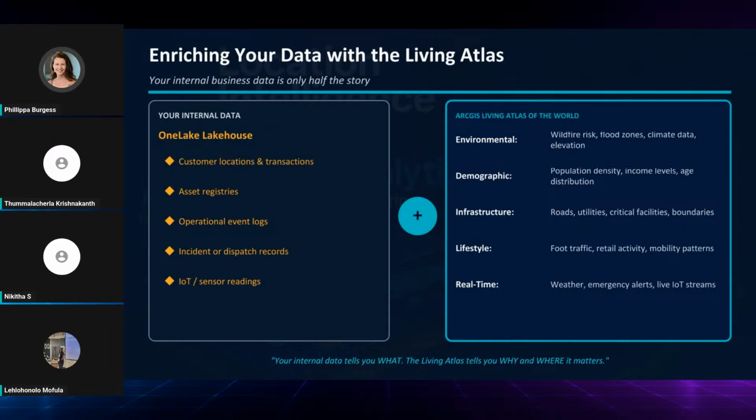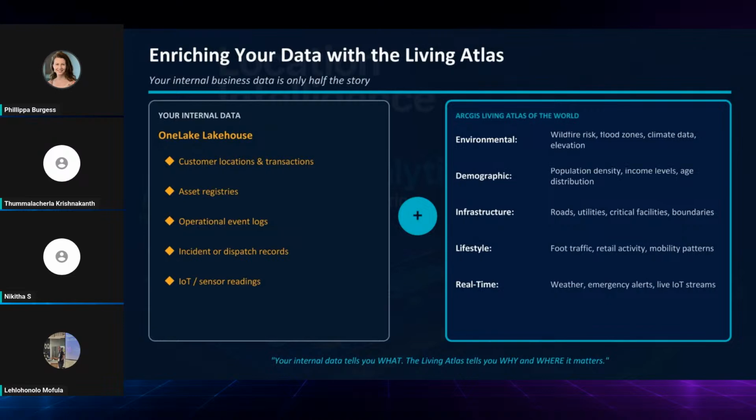But going back to the data, enriching your data with the Living Atlas. Your internal business data is already half the story. So you have your OneLake Lakehouse: customer locations, transactions, asset registries, operational event logs, incident dispatch records, and IoT sensor readings. And then you can add that to the ArcGIS Living Atlas of the World.